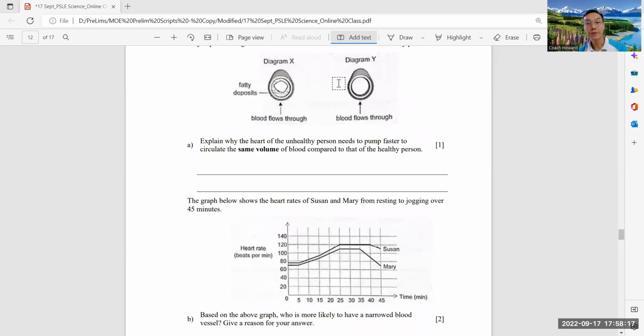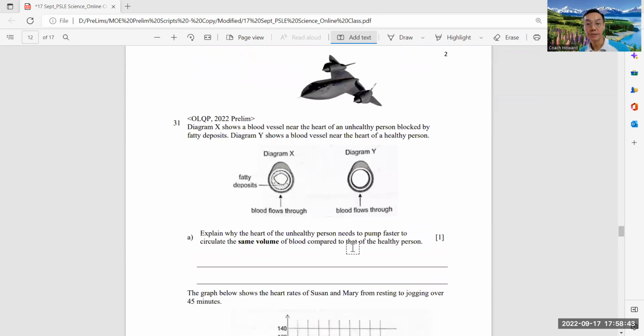So you look here, the diagram Y1 is actually less obstructed by the fatty deposits. The same volume of blood has to go through with a smaller hole. Okay, so you mention this part. They say explain why the heart of the unhealthy person needs to pump faster to circulate the same volume of blood compared to the healthy person.